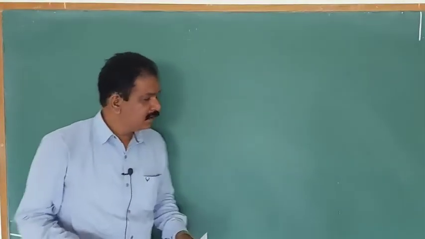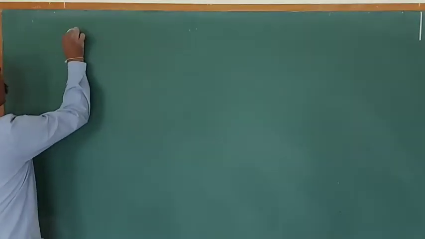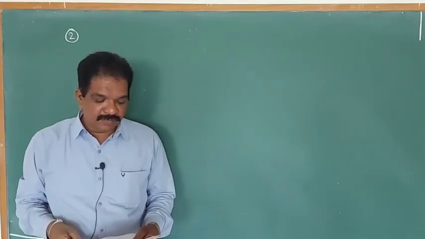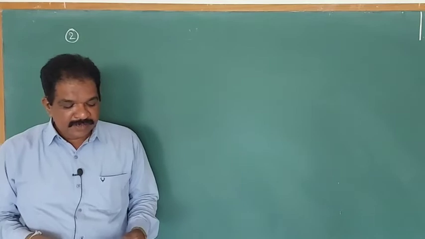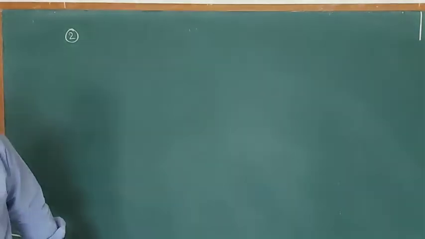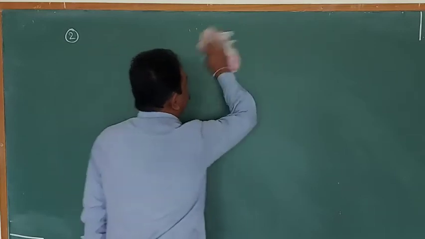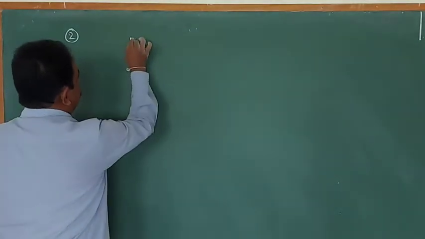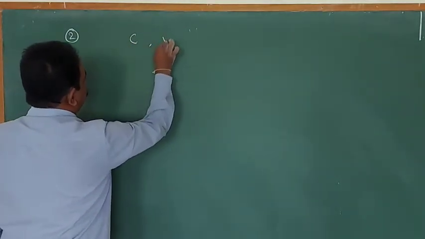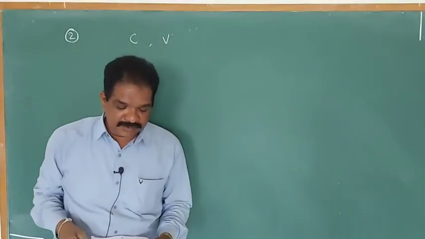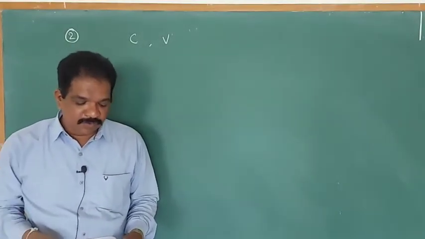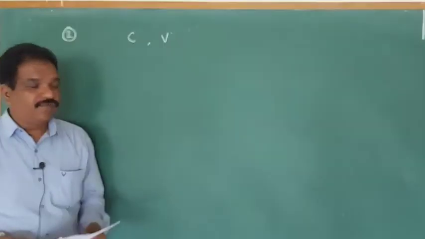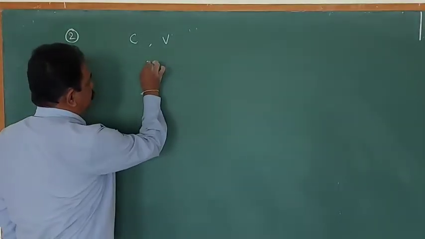Second question. C is the capacitance, V is the electric potential. What will be the dimensional formula of CV square? C is the capacitance, V is the potential difference. Potential or potential difference, both will be the same only. So what is the dimensional formula for CV square?